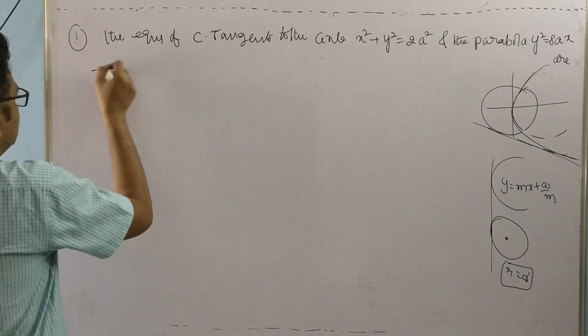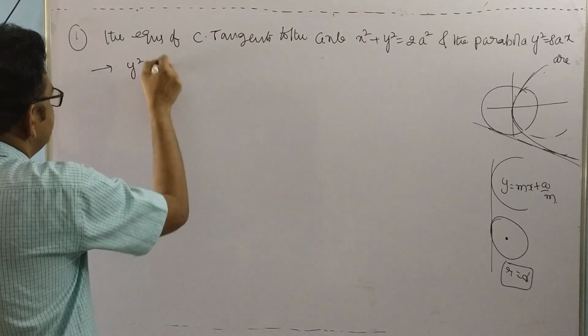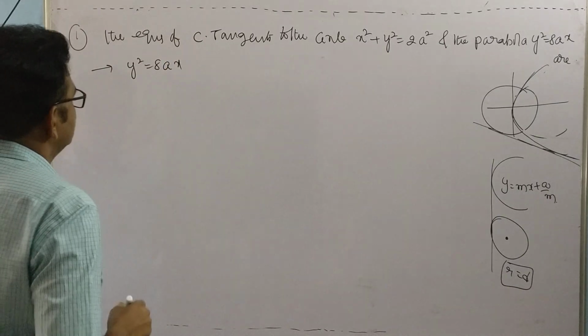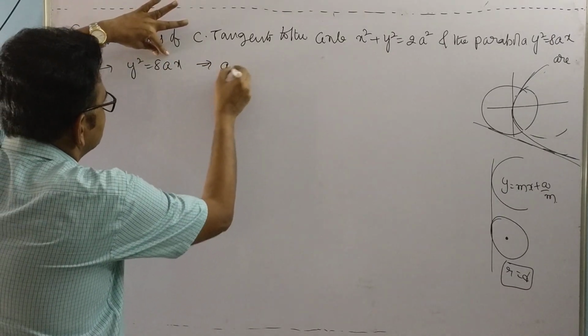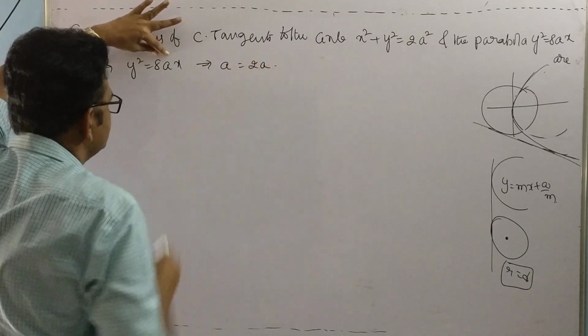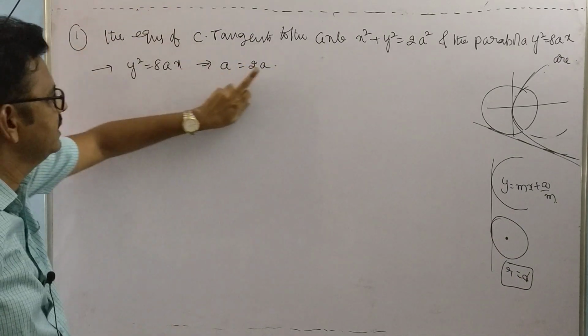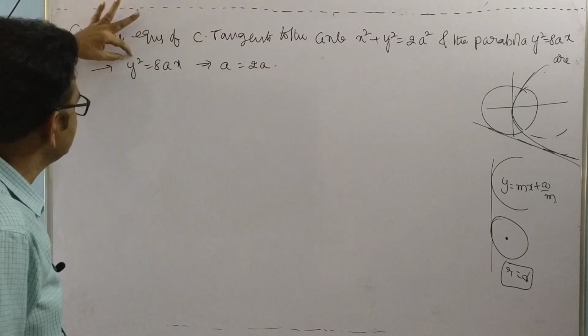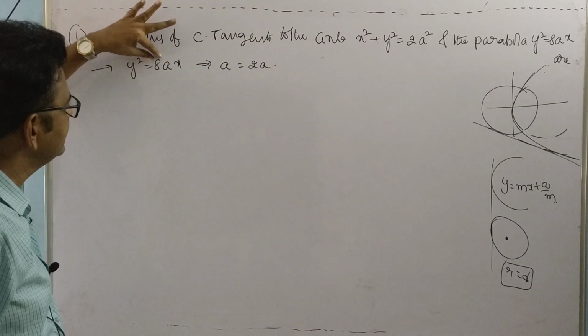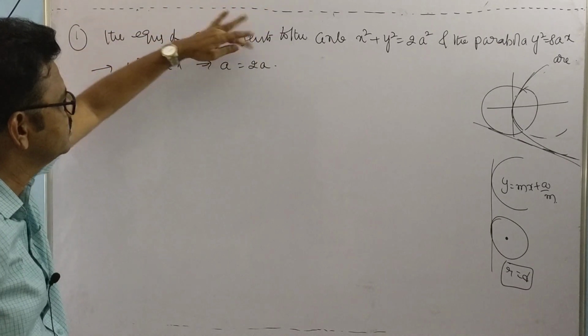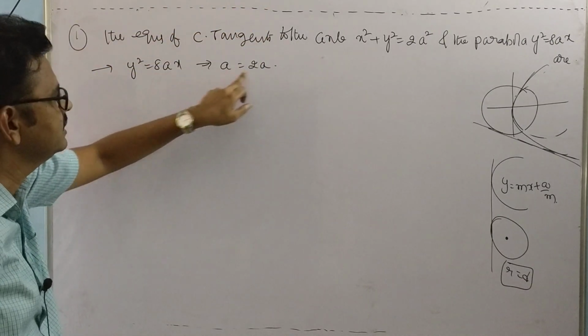So here y square is equal to 8ax. 4a is equal to 8a implies a is equal to 2a. This a is different and this a is different. Just like y square equal to 8kx, 4a is equal to 8k, a is equal to 2k. Like this, a is 2a.